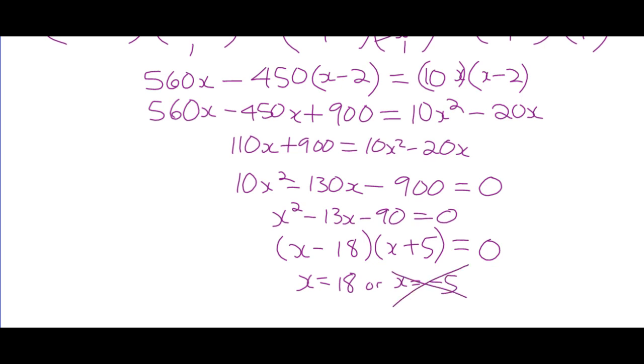Now you can't have negative 5 shirts. So that's an inadmissible answer, right? It's not allowed. You can't have negative 5. So there must be 18 shirts. Okay, so there were 18 shirts.